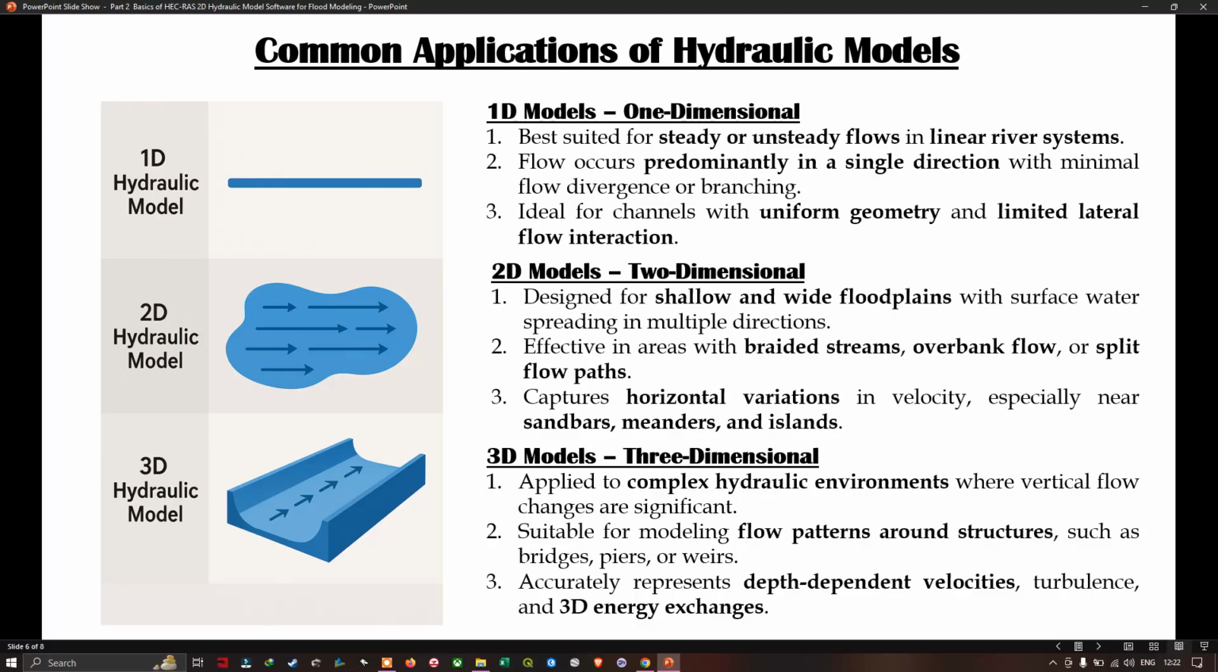And last is the 3D model, that is the three-dimensional hydraulic model. It is applied to complex hydraulic environments where the vertical flow changes are significant. It is suitable for modeling the flow pattern around structures such as bridge piers and weirs, and it represents the depth-dependent velocity, the turbulence, and 3D energy exchange. And these are the applications for the 3D, 2D, and 1D hydraulic models.